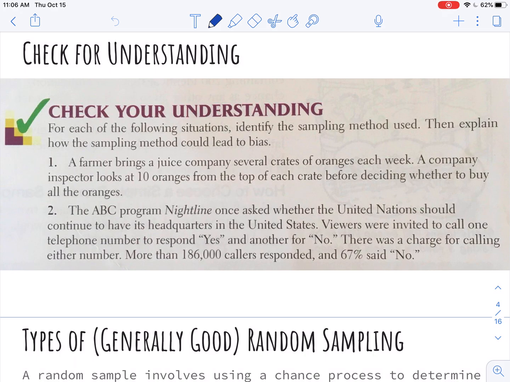So it's not giving you a true representation of what U.S. citizens feel like. You're getting a representation of people who watch Nightline, who feel passionate, who will call in and will pay to call in order to give their opinion.